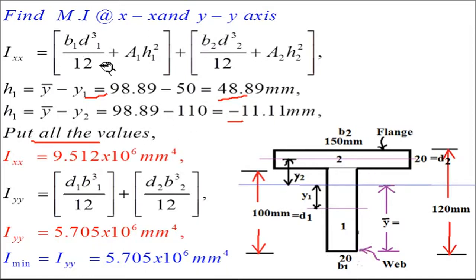Means 20 into 100 cube by 12 plus A1 means what? 100 into 20 into H1 means 48.89. Now B2 means 150. D2 means 20 here divided by 12 plus E2 means 150 into 20. H2 means 11.11 square. So it is H2 square, even though it is negative, it will be plus. By adding this, you will get the value of moment of inertia, that is nothing but 9.512 into 10 to power 6 mm raised to 4.